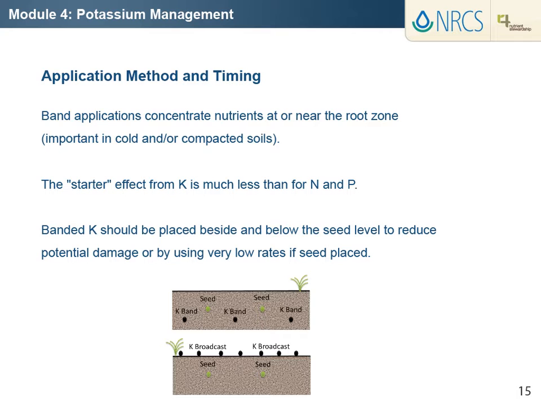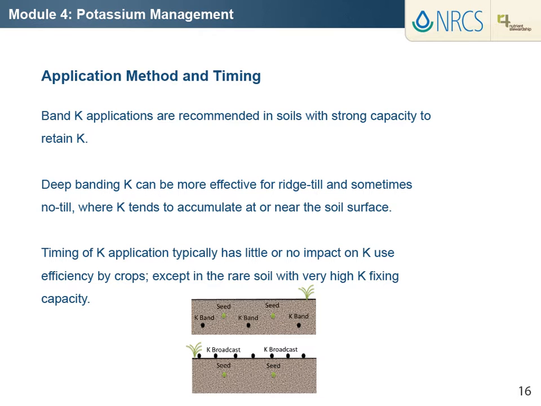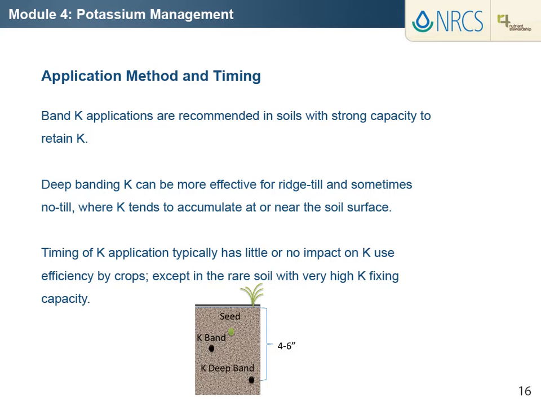Banded potassium should be placed beside and below the seed level to reduce potential damage, or use very low rates if potassium is applied to the seed furrow. Banded potassium applications can be more effective than broadcast application in soils with a strong capacity to retain added potassium in forms with low plant availability. This can occur in soils with very high clay content or soils with significant levels of vermiculite in the clay fraction. Research with corn has shown that deep banding of potassium can be more effective than other placement methods, especially for ridge till and sometimes for no-tillage and strip tillage.